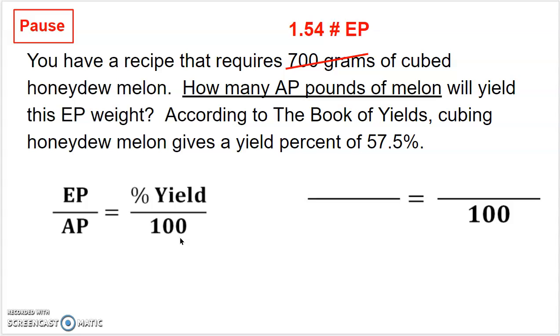Okay, so we now know that you have 1.54 pounds EP of cubed honeydew melon. Now pause the video for a minute and do this problem. We want to know how many pounds AP of melon you need to get our 1.54 pounds EP.